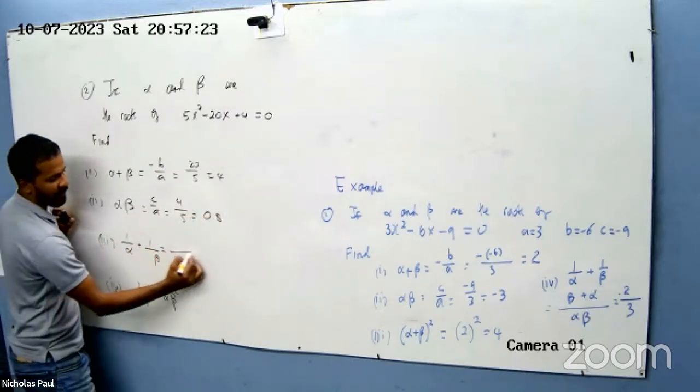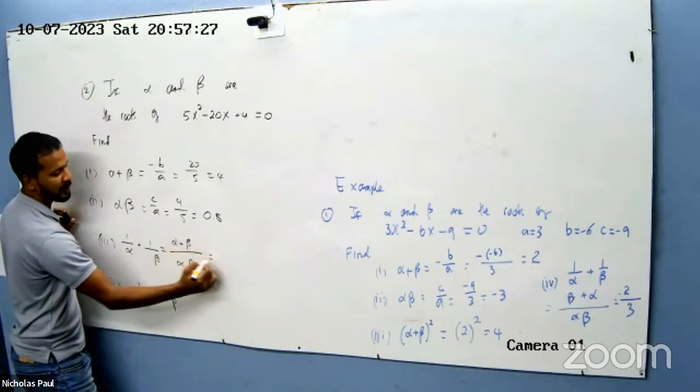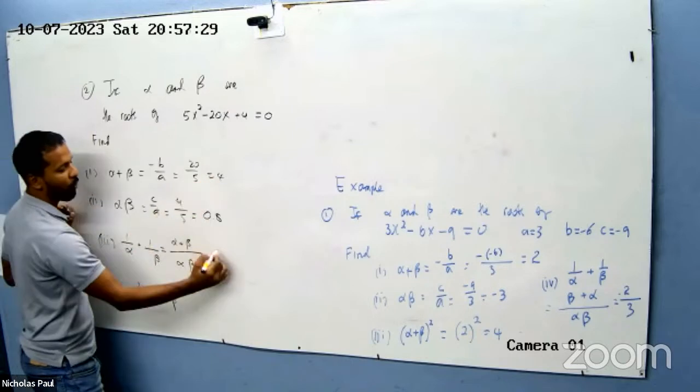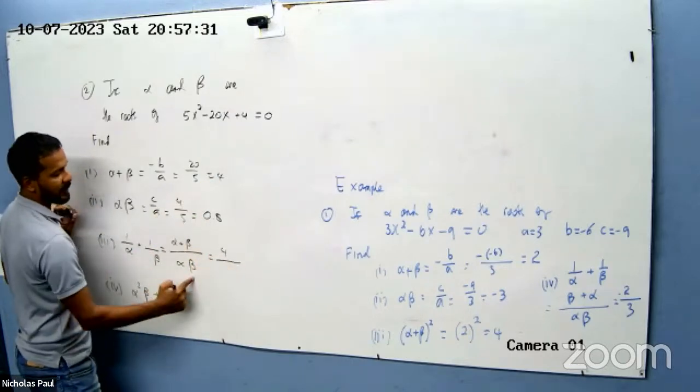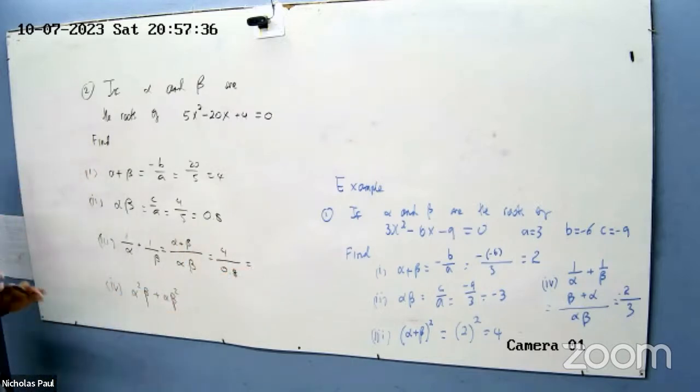This one, when you find the LCM, it will be alpha beta over alpha plus beta. Alpha plus beta is 4, alpha by beta is 0.8. So that'll be 4 and 5, that will flip over and here we go. 5 on 5.